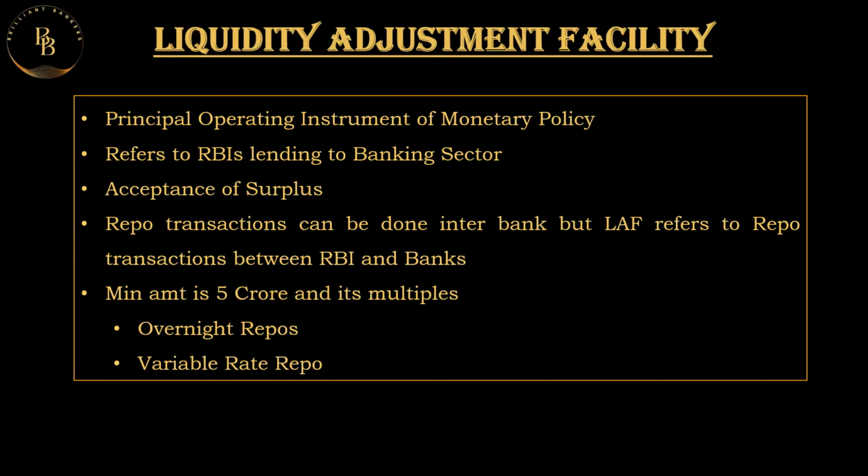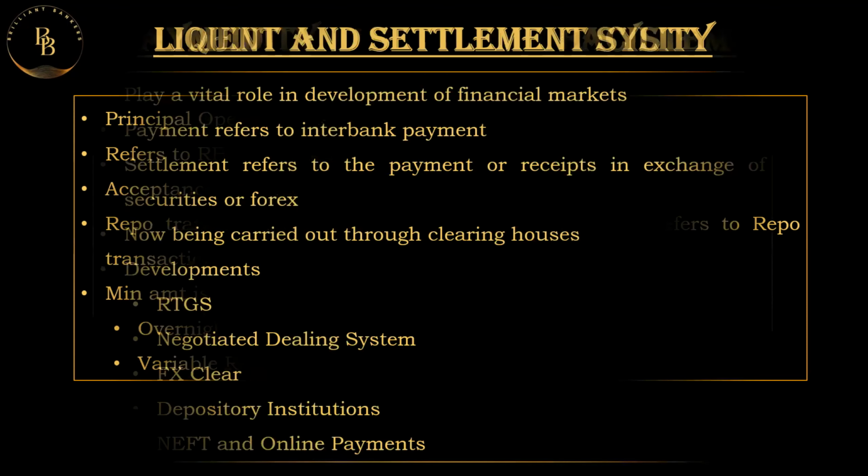There is also something called the variable rate repo. In this kind, the RBI does not fix the repo rate. Instead, it allows the banks to bid for the funds at the rate they are willing to pay. In this condition, the rate fluctuates. The RBI then decides the cutoff rate, and all successful bidders pay this rate. This type of repo allows for more flexibility in determining the cost of the funds for the banks. Coming to the final topic, that is the payment and settlement systems in India.